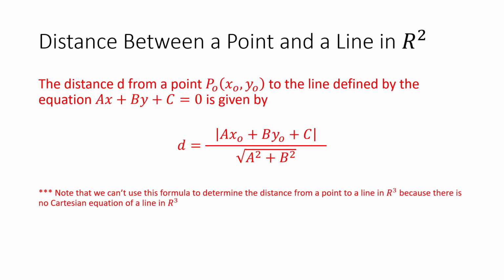Well, there's a formula. The distance from a point, P naught (x naught, y naught), to the line defined by the equation ax + by + c = 0 in 2 dimensions is given by the absolute value of a x naught + b y naught + c, all over the square root of a squared + b squared.